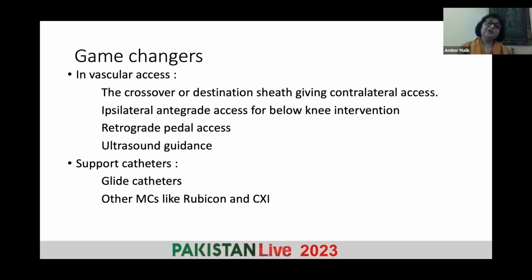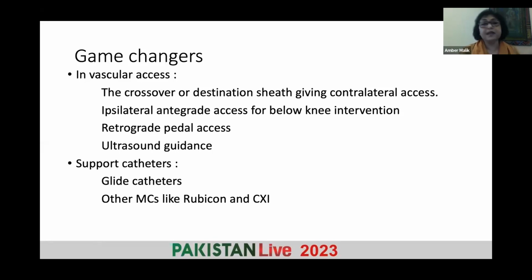And for us, the game changer eventually became retrograde pedal access, which we learned both with ultrasound guidance as well as with fluoro guidance. My suggestion to young people and everyone else who wants to do this is learn ultrasound guidance. Use your radials with ultrasound, use your femorals with ultrasound, and learn, because that really helps you with your retrograde pedal access. And wherever you want to access, learn ultrasound with it.